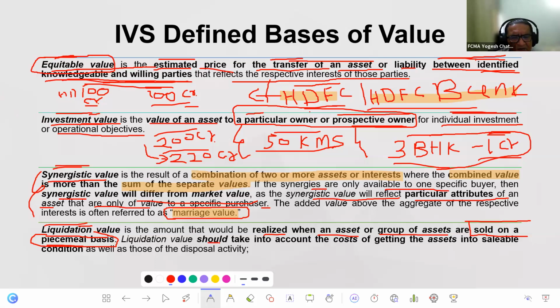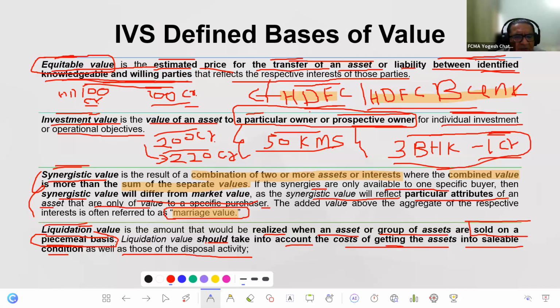And liquidation value should take into account the cost of getting the asset into a sellable condition, very important. Many times when a company is undergoing winding up, the assets may have remained in inoperative condition for a very long duration. So whatever cost is involved to bring that asset back to a sellable condition will be considered and reduced from the liquidation value. That should take into account the cost of getting the asset into a sellable condition, as well as those of the disposal activity.